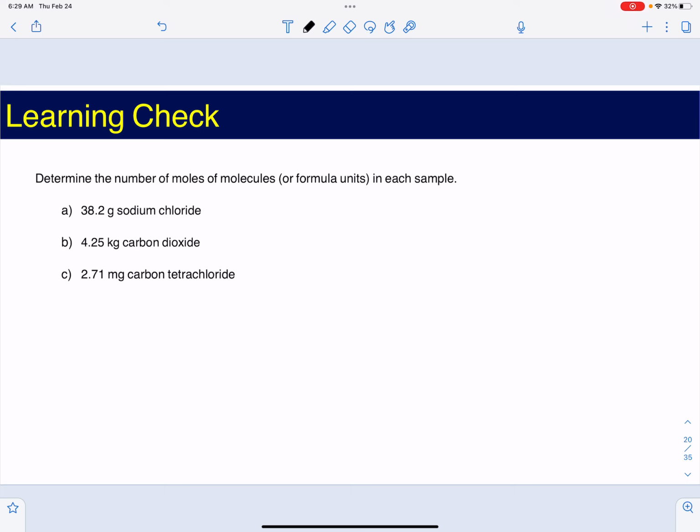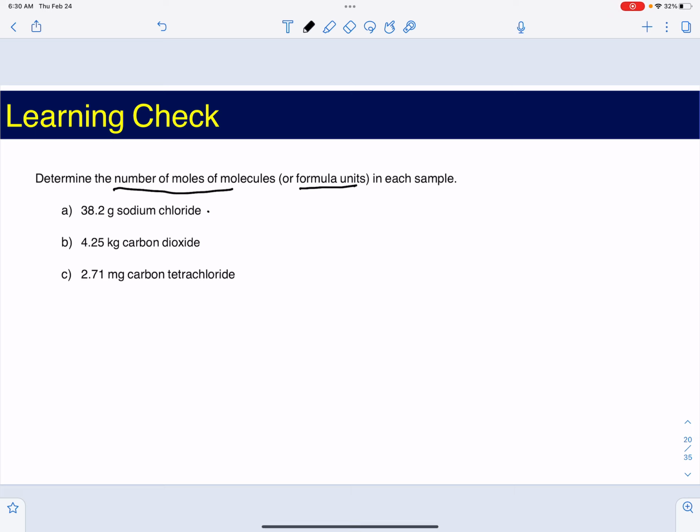So a problem like this, you have 38.2 grams of sodium chloride. Can you find the number of moles of molecules? Instead of moles of atoms, now you're finding the moles of molecules. And if we're dealing with an ionic compound, we don't say molecules, we say formula units, right? The most important part here is that you learn on chapter 5 how to name compounds. So now you're gonna have to use that.